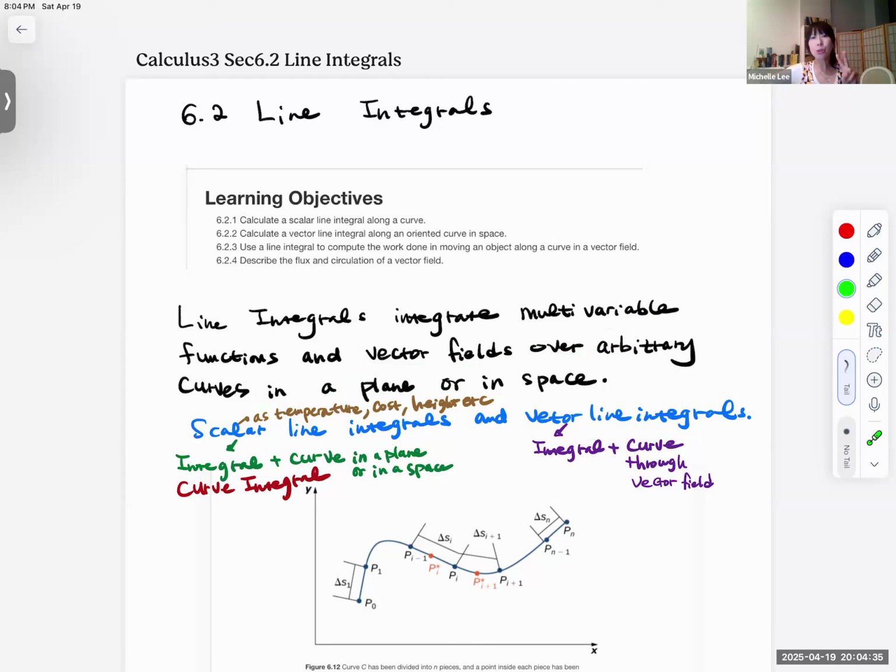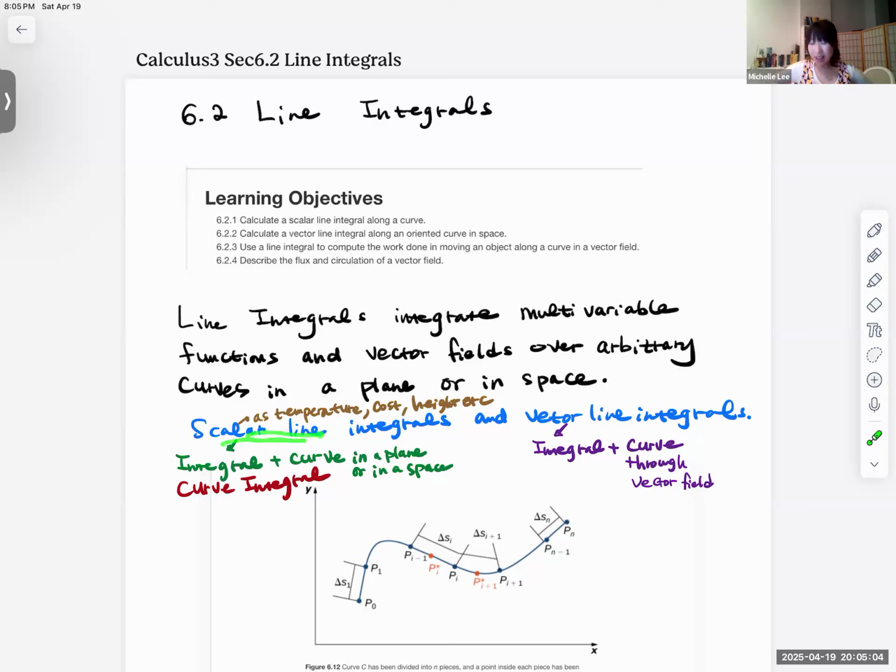We have two types of line integrals: scalar line integrals and vector line integrals. Scalar functions, we talked about last section, are about things like temperature, cost, height, etc. This is for physics, most of the time, the subject.